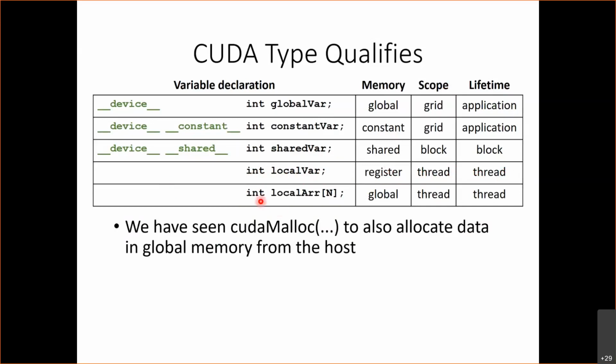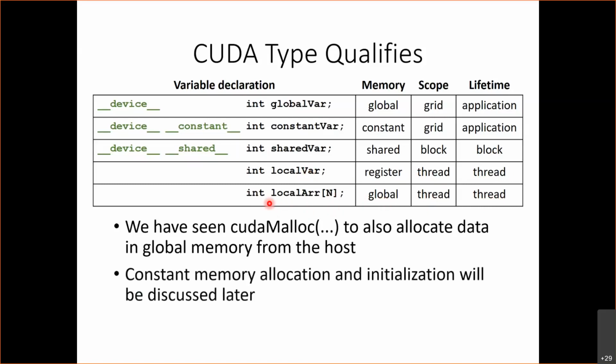And then finally, we have local arrays. These local arrays are similar to local variables in that their scope and lifetime is the thread, but they're different in that they go in global memory. These are actually not frequently used. These local arrays, they're a feature of C. So in support of the C standards, they're supported, but they're not actually frequently used by programmers.